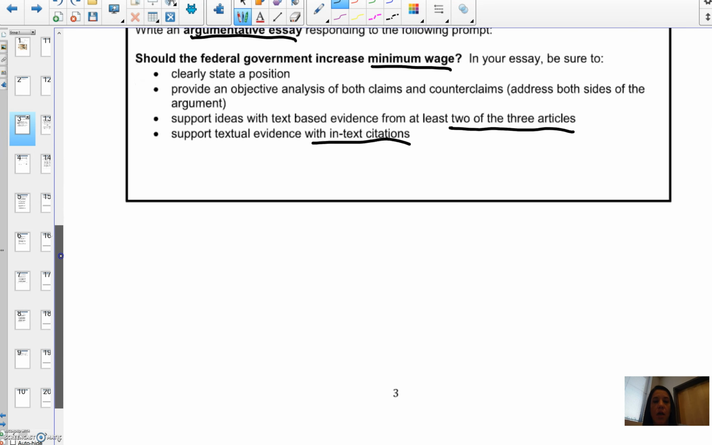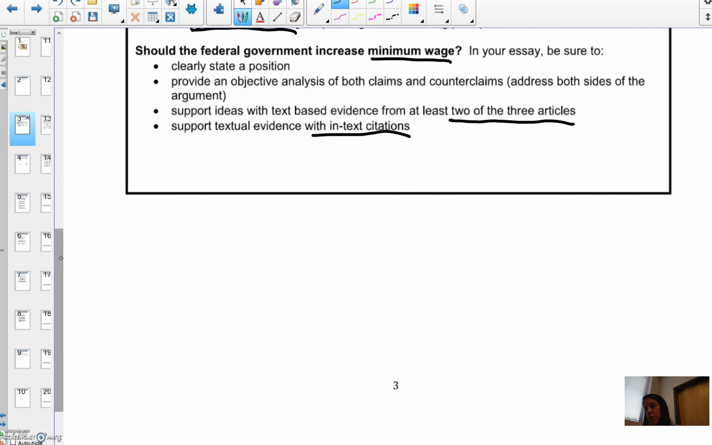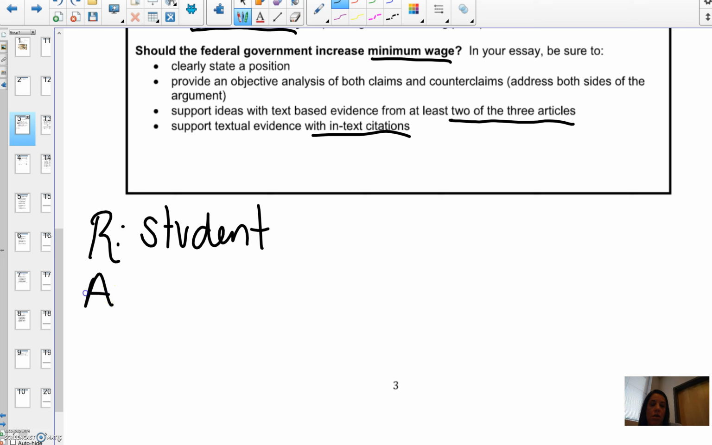Okay, so I said read the prompt, which we just did, and our next step is to do RAFTS. If you remember, the R stands for role. Unless it gives you a role, you're just going to be a student. So you are a student here because it did not give us a role. Your audience is, unless it tells you, you might say the federal government, or the teacher.